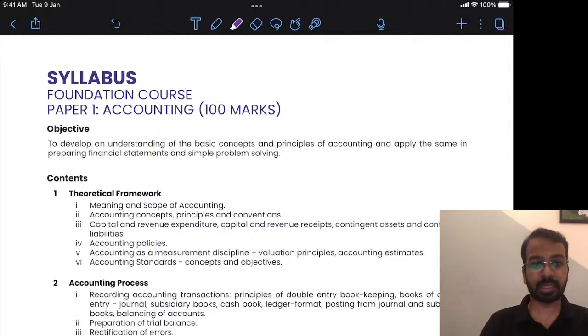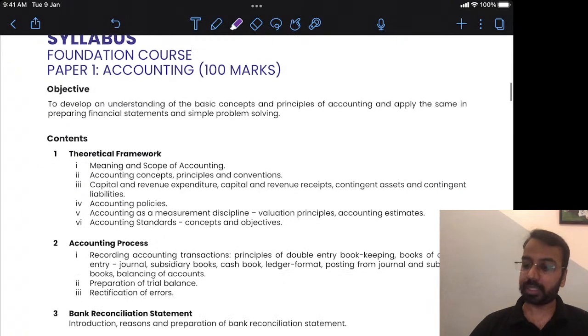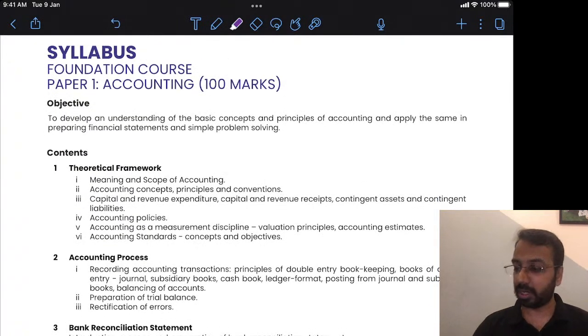So here basically we will be discussing what has changed in the overall syllabus. Starting with CA Foundation, as you can see on the screen, I'll quickly run you through. Those of you who are in CA Foundation, after that we'll discuss inter and final.